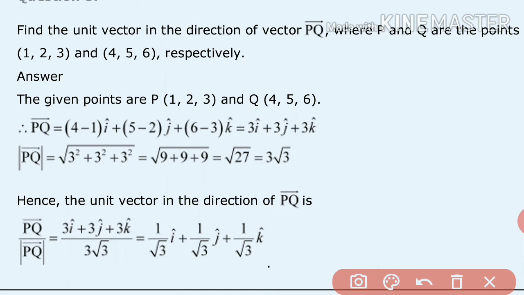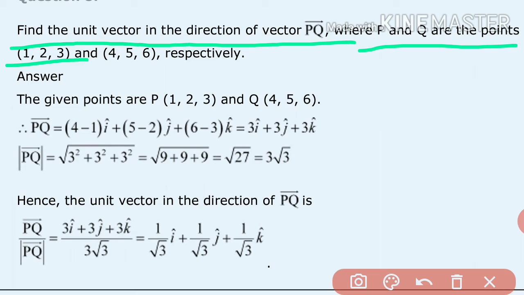One more question: find a unit vector in the direction of PQ where P and Q are the points 1, 2, 3 and 4, 5, 6 respectively. The given points are P (1, 2, 3) and Q is (4, 5, 6). So PQ you find first. PQ means Q minus P you do. (4 minus 1)i plus (5 minus 2)j plus (6 minus 3)k.